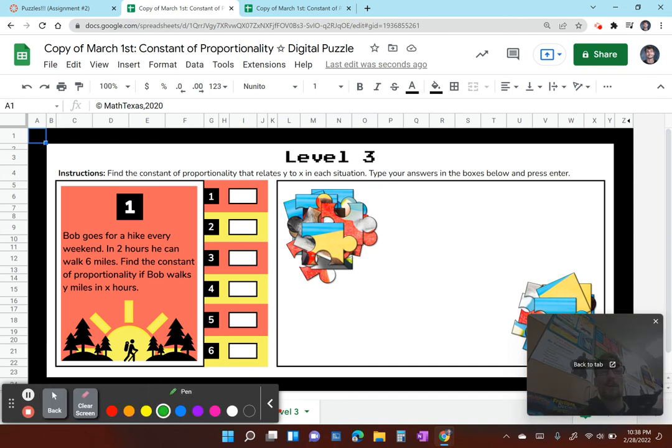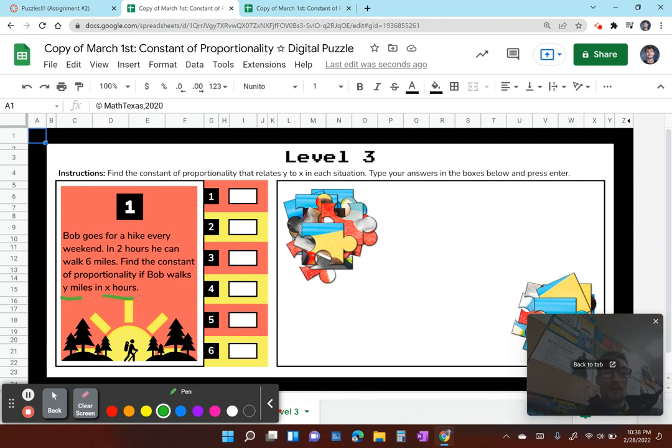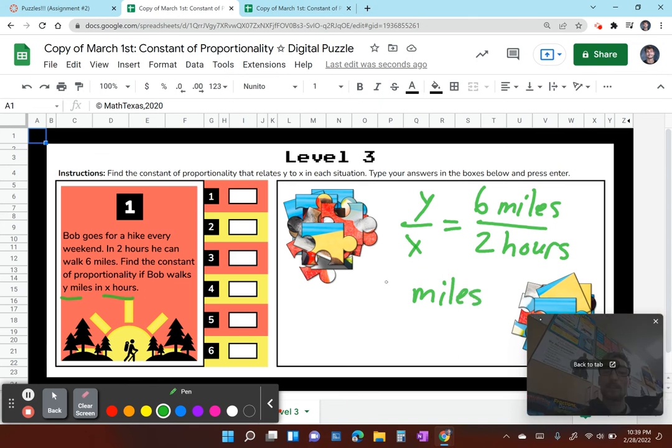So if Bob goes for a hike every weekend, in 2 hours, he can walk 6 miles. So right away, I'm thinking, what is my miles per hour? What's my constant of proportionality, my unit rate? So let's see, y miles in x hours. So it's going to be my y divided by my x. That's going to be 6 miles divided by 2 hours. If I can walk 6 miles in 2 hours, how many miles can I walk in 1 hour is what it's asking.